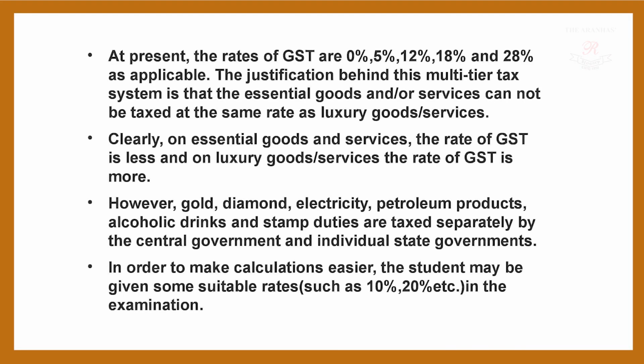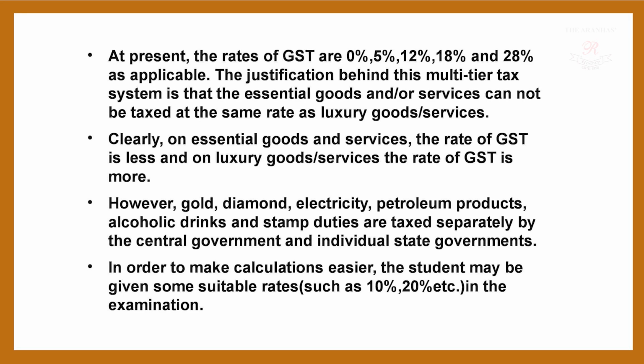That means you cannot tax milk or vegetables at 28%, because they are essential goods. But if you have to buy gold or purchase liquor, then the GST will be maximum, that would be 28%. That is the meaning of this statement.